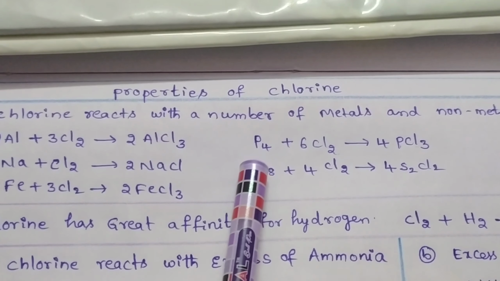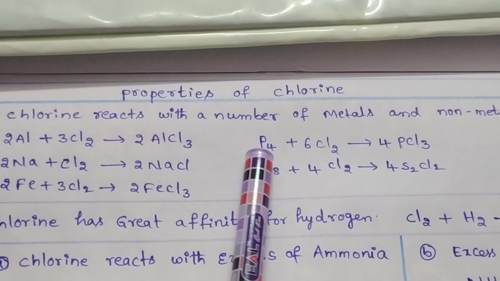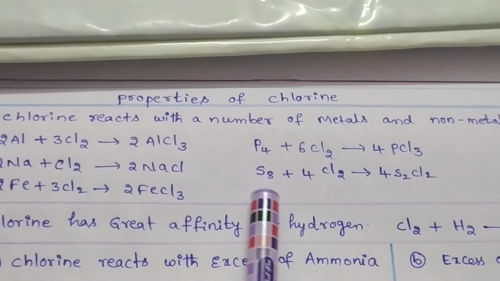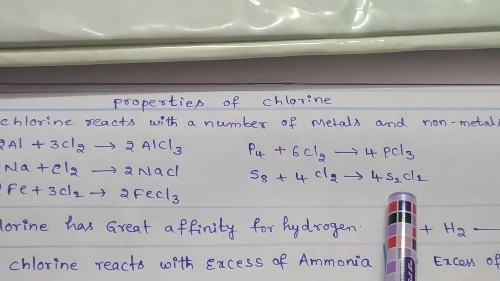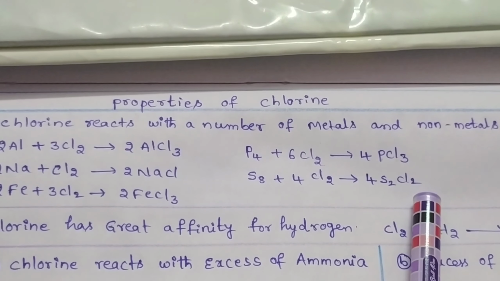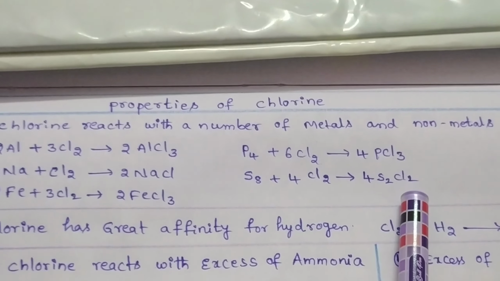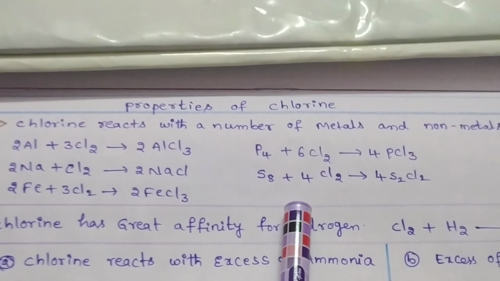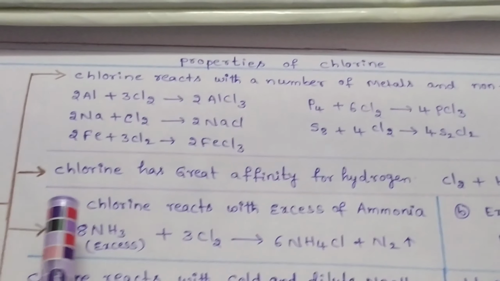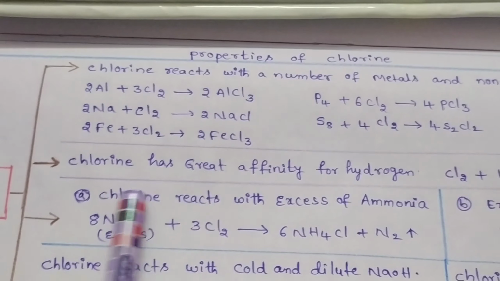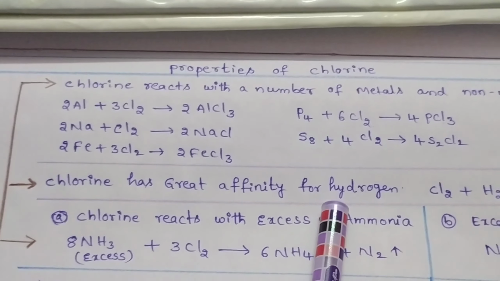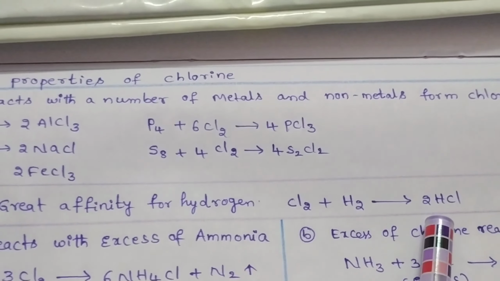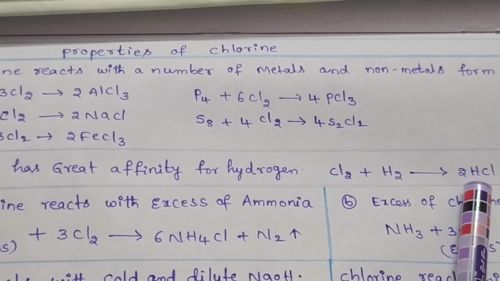Next, reaction with non-metals. When phosphorus reacts with chlorine, it forms phosphorus trichloride. Sulfur reacts with chlorine to form sulfuryl chloride. That means chlorides are formed by the reaction with metals and non-metals. Next, chlorine has a great affinity for hydrogen. So chlorine reacts with hydrogen to form hydrochloric acid.